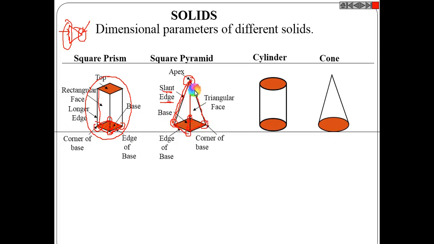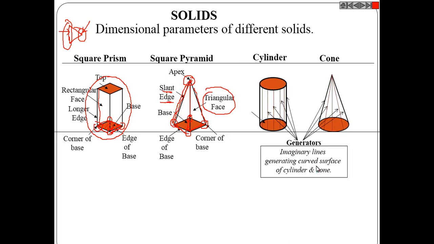This face we call a triangular face. And the most important thing in cylinders and cones: you see that these lines are not actually present in the cylinder, but we call them imaginary lines, drawn on the curved surface of the cylinder and cone.